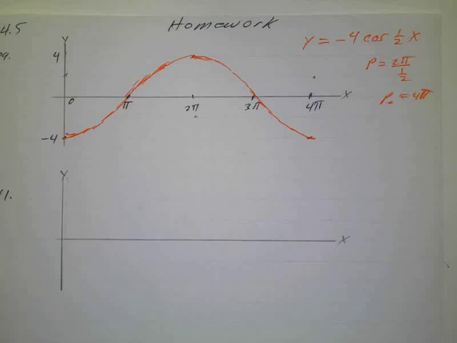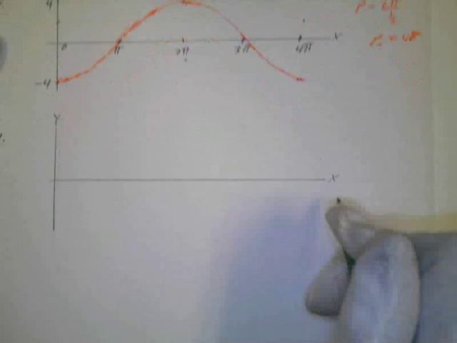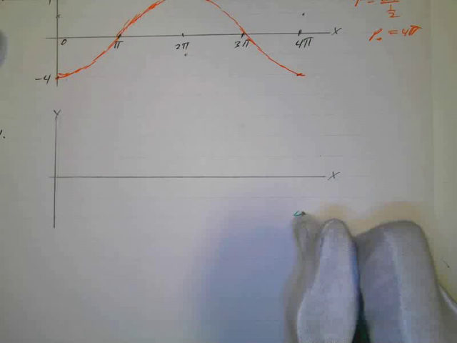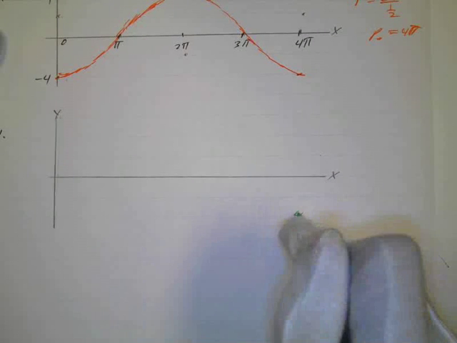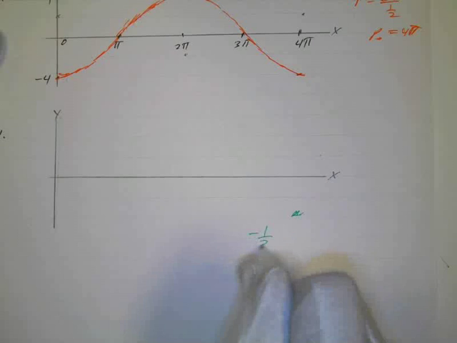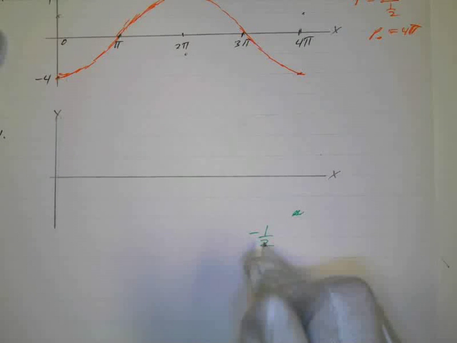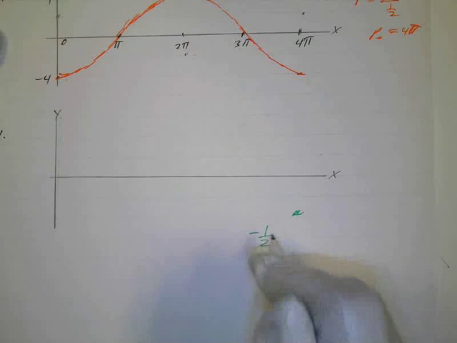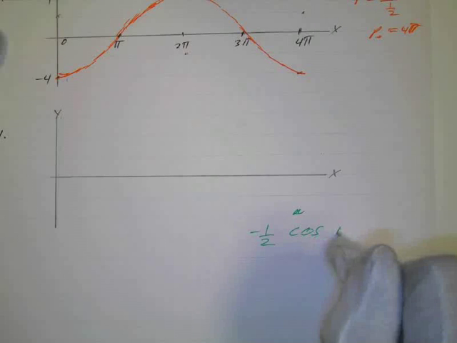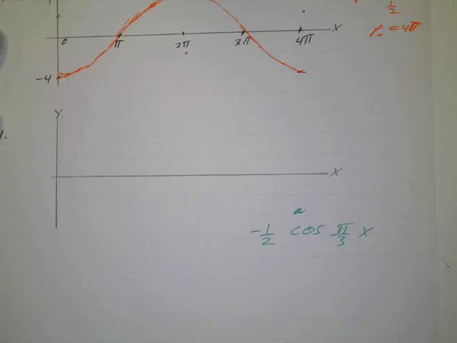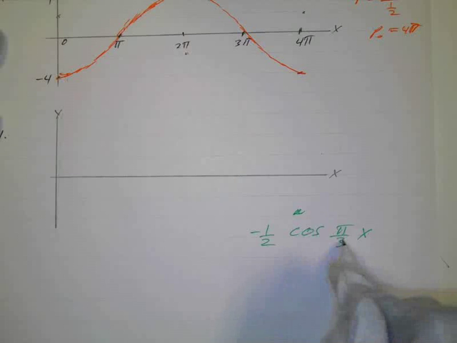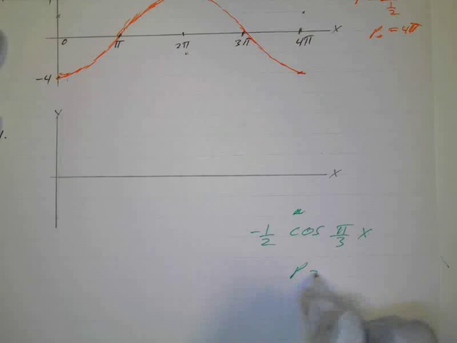Okay, and then one more in this assignment, I think, and this is going to be number 41. I'll write this down here. This looks a little more formidable. And that's going to be -1/2 cosine of pi over 3 x. So -1/2 is my amplitude, and it's flipped. I don't think I'm going to like this. I don't like thirds. It really fouls you up.